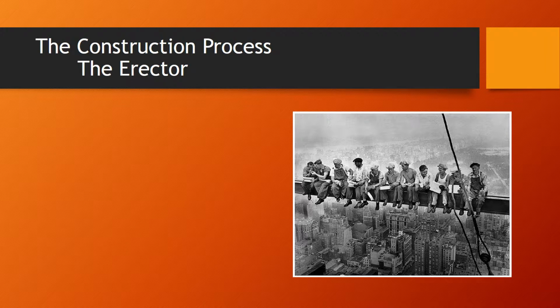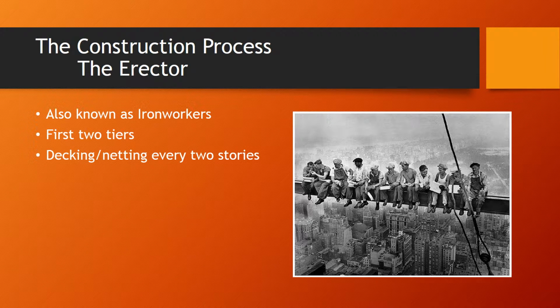The erector, responsible for assembling the building frame on site, also known as iron workers, start with setting the first two-story tier of framing. Base columns are set and bolted into place. Then beams and girders are bolted into place. Floor decking or netting is used every 2 stories for safety. Then the next 2 stories follow a very similar process to the first 2. As each story is placed, they are plumbed and squared. The final piece placed is usually involved in some sort of ceremony.